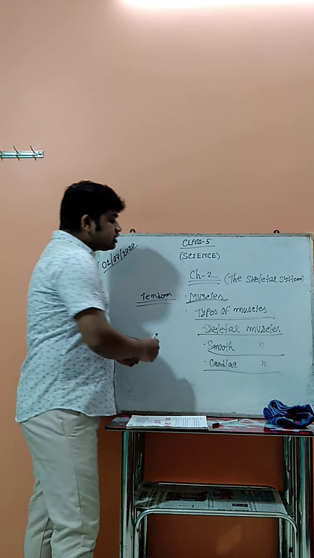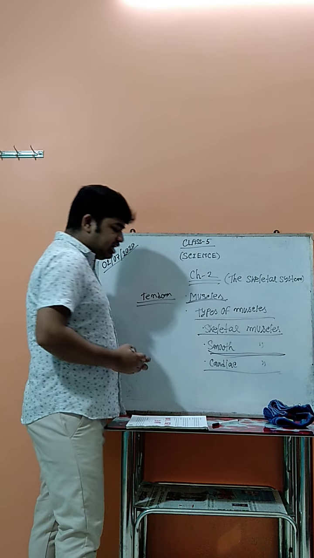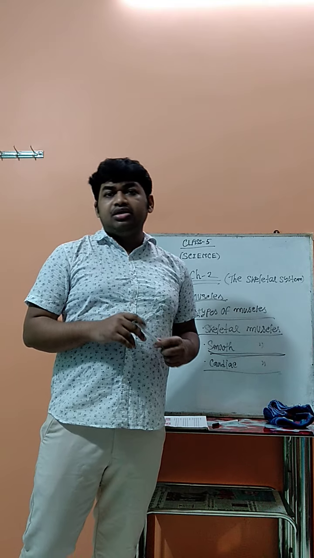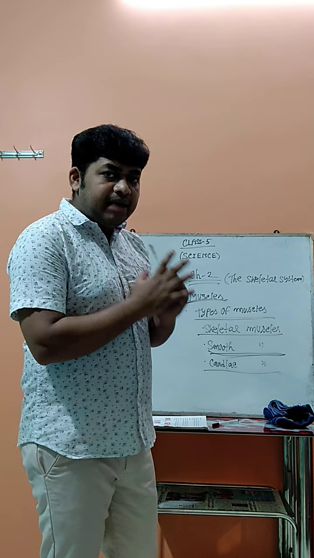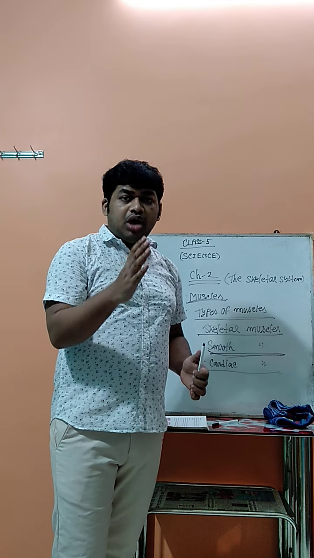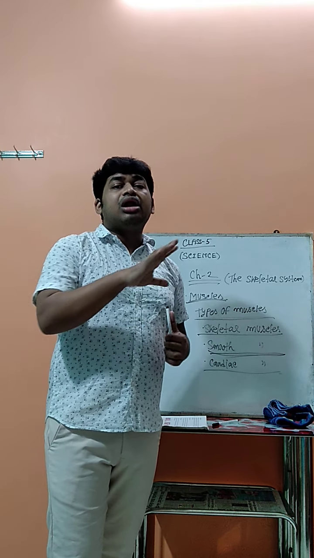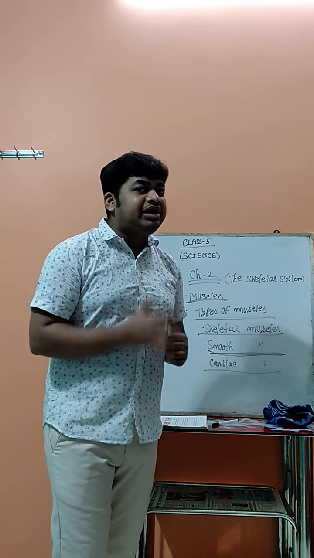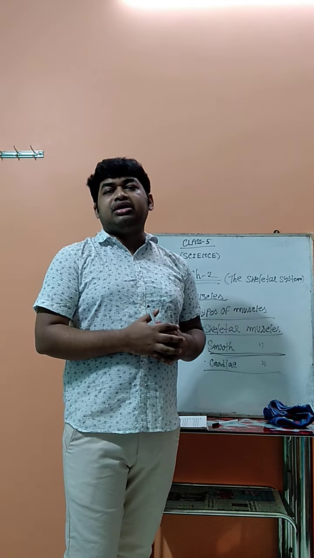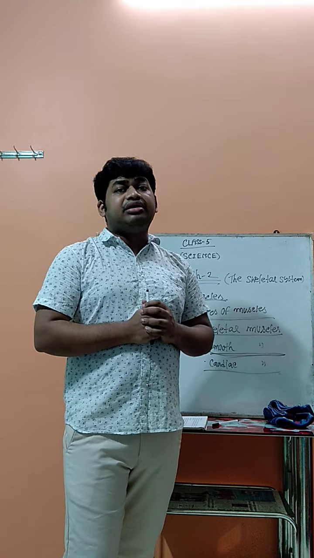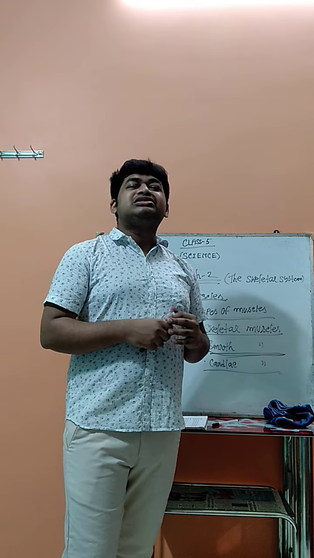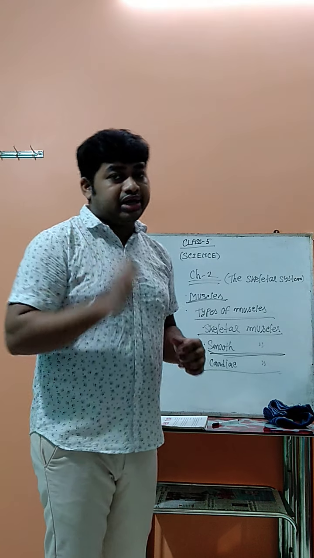Now the next is the smooth muscles. What are the smooth muscles? The smooth muscles are in the internal organs of the body. Listen properly. The voluntary or skeletal muscles are in the external parts of the body, but the smooth muscles are in the internal organs. What is the meaning of internal organ? Those organs are present inside our body. We can't see these organs from the outside.